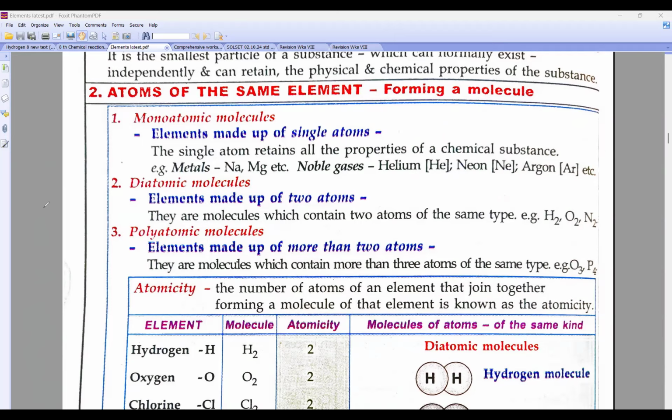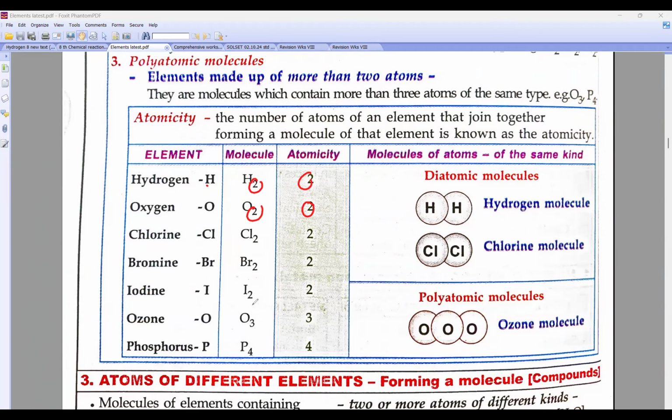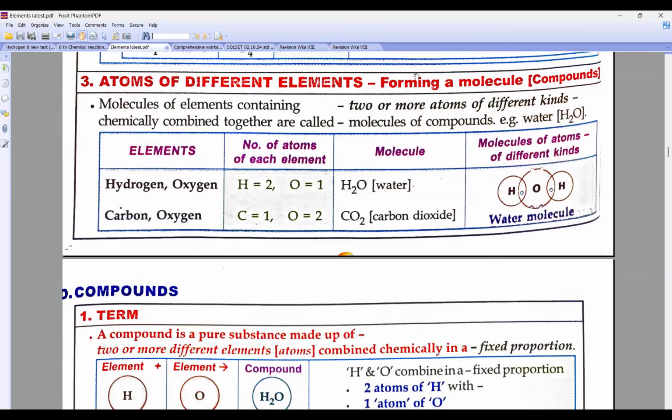So look, we have written this atomicity. Can you see here? 2, 2, right? 3, ozone. Phosphorus is 4. Clear? Polyatomic. Chalo. Now, we have to study about molecules. So now when I say hydrogen is 1, okay, oxygen is also one, but when they combine together, what do you get? H2O. So it is a molecule. Carbon dioxide molecule. Okay, so these are the compounds basically.